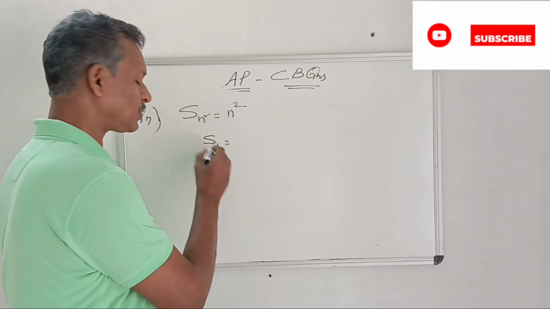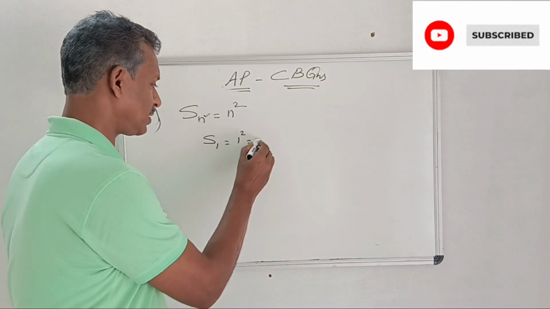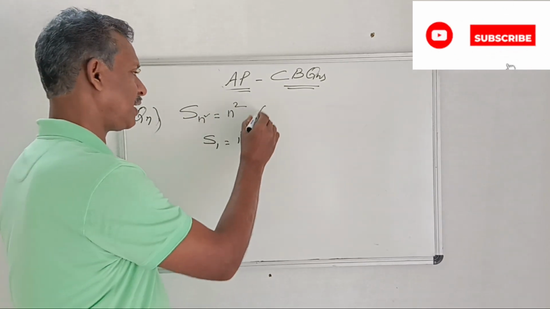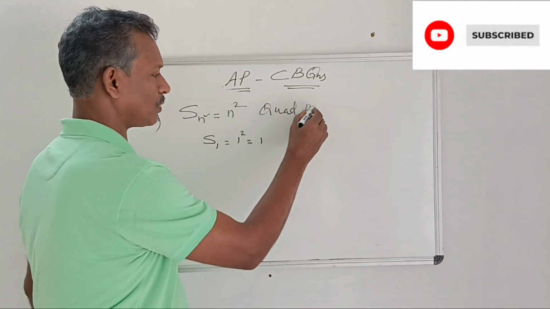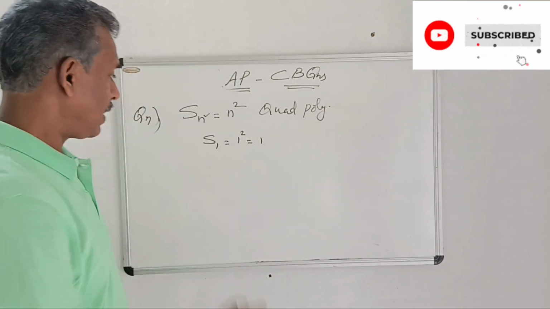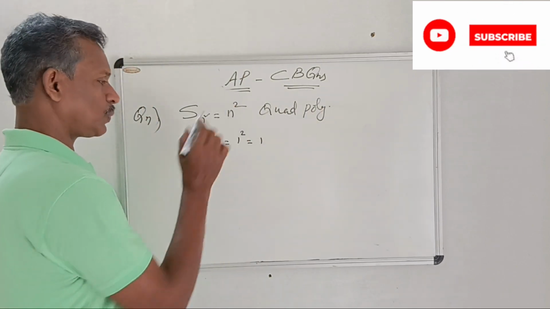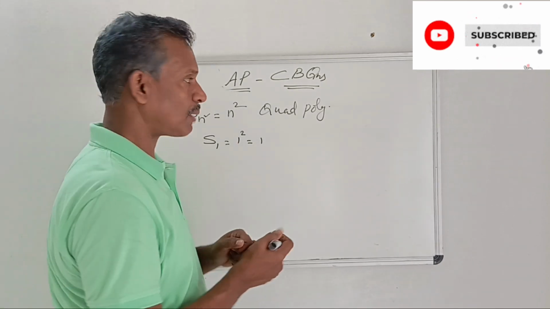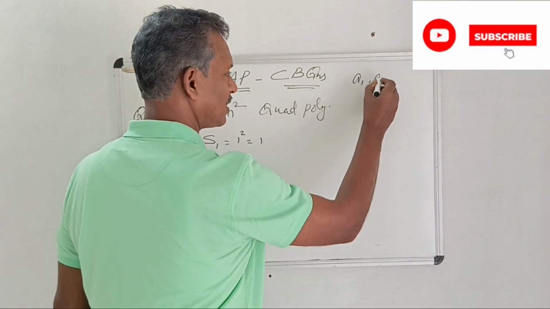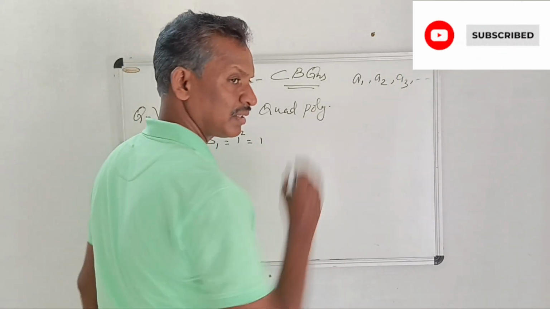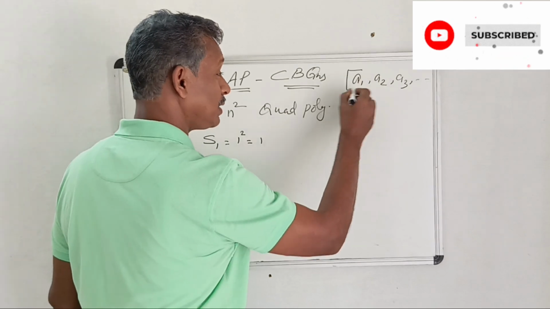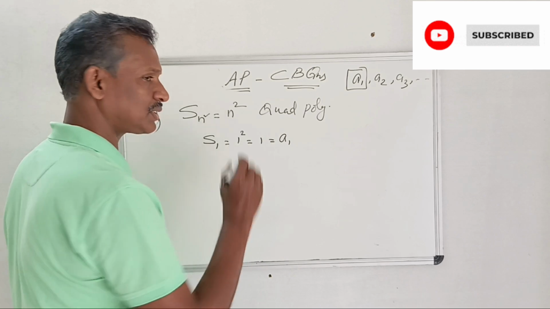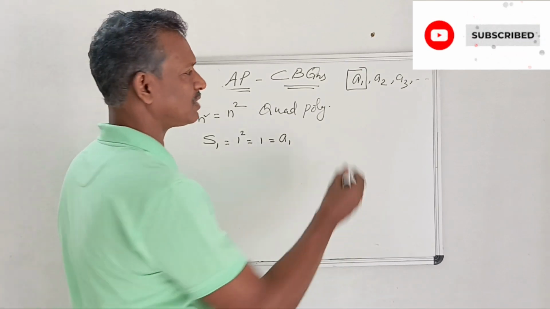First you can find S1. By putting 1 in place of n, you will get 1 square, which is 1. Always the sum of first n terms will be a quadratic polynomial. And S1 you can find out by putting 1 in place of n. S1 means what? Sum of first one term. If the first term is A1, second term is A2, third term is A3, like this, then the sum of first one term means the first term alone. So we can write S1 is the same as A1, or simply A1 is written as A also.